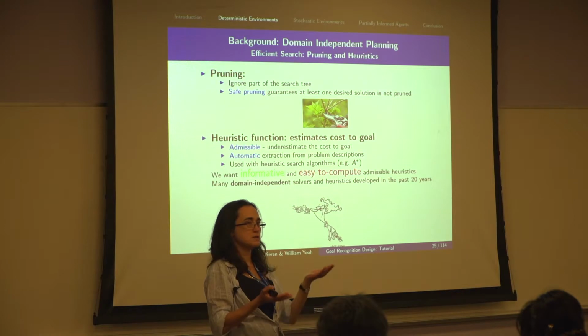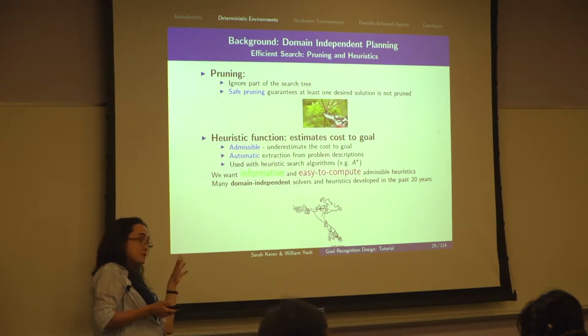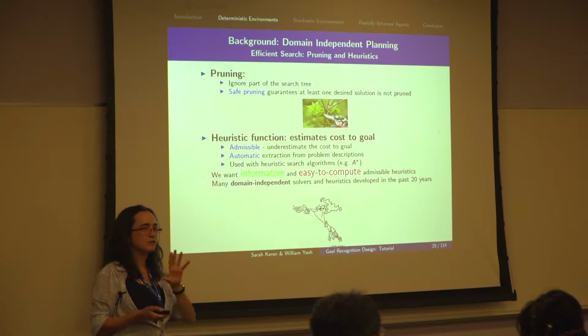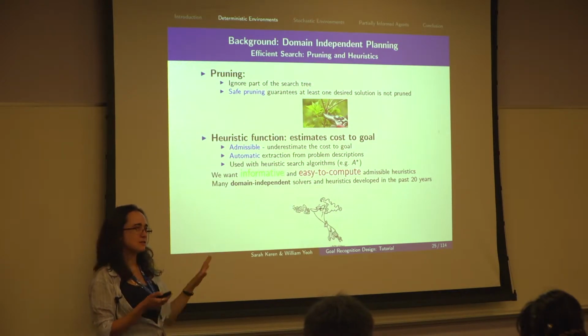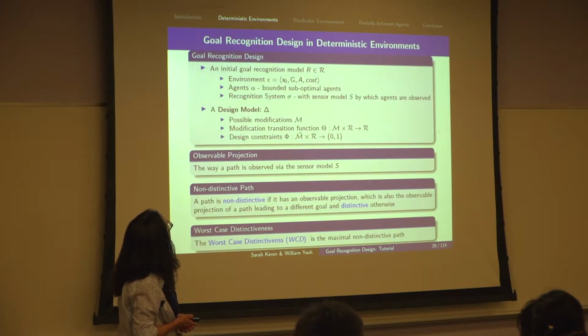So we want to balance the computation cost and the informative value of a heuristic. So far, so good. Any questions about that? Hopefully you guys are familiar with at least the basic concepts.